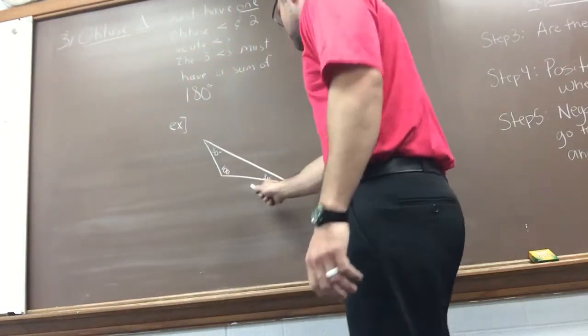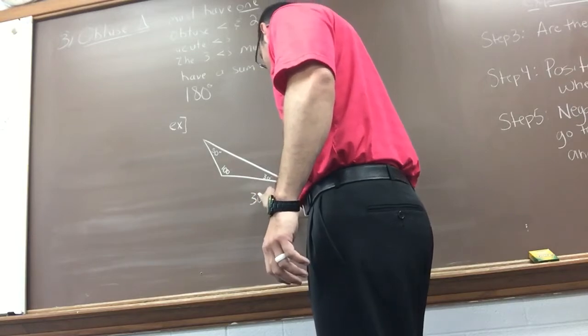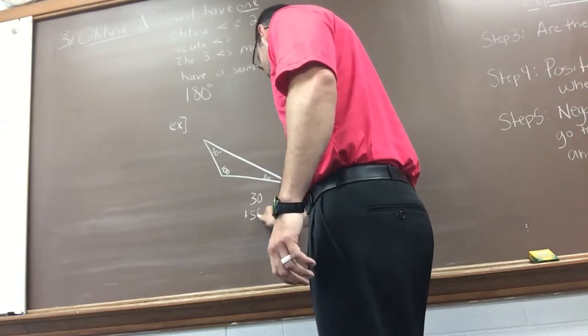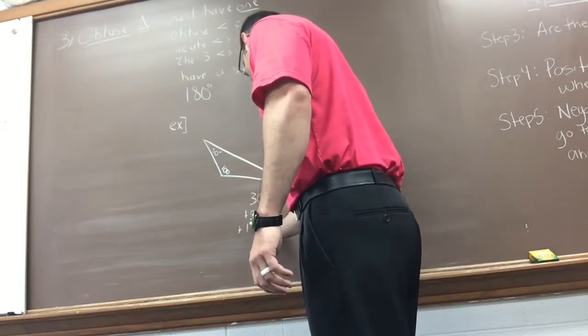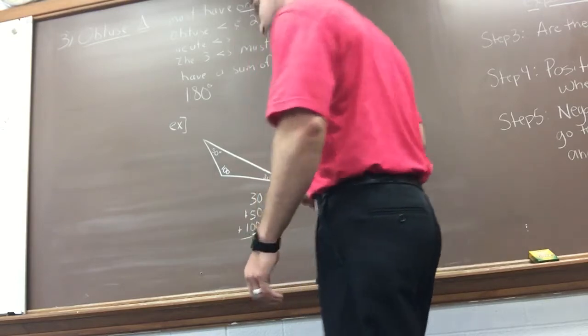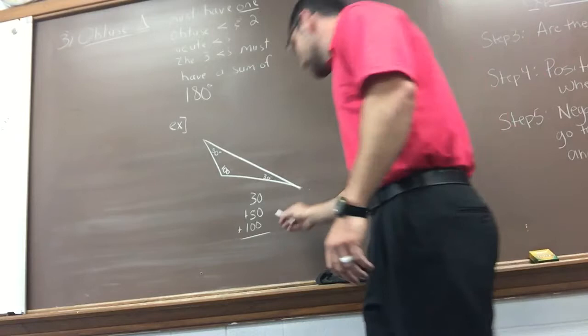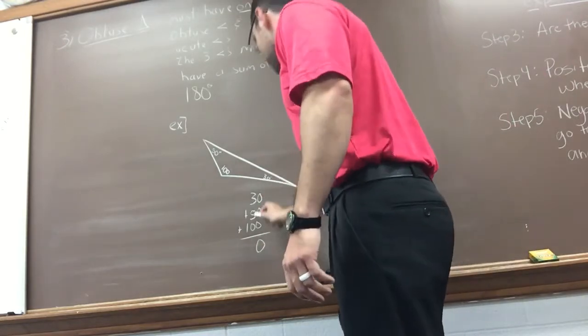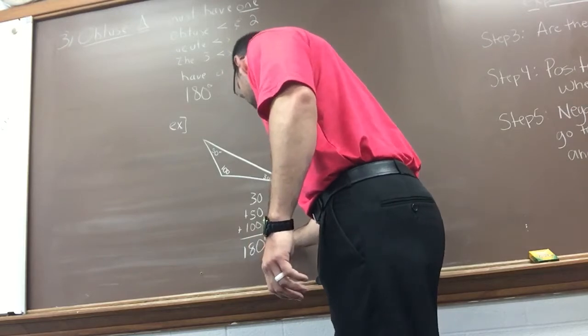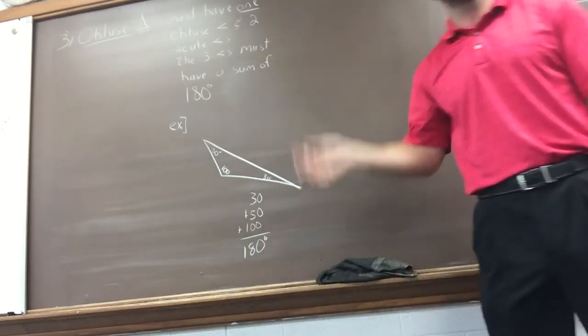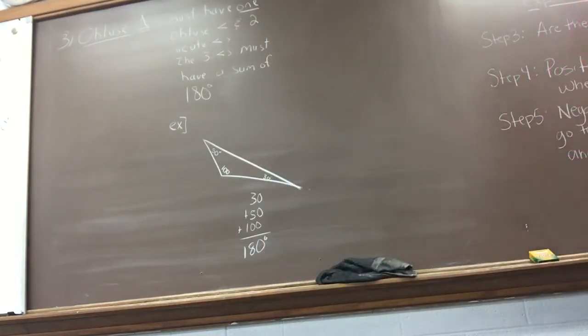Okay, so I'm going to say 30 plus 50 plus 100. 0 plus 0 plus 0 is 0. 3 plus 5 is 8. 1 left over. There's my 180 degrees. That is an obtuse triangle.